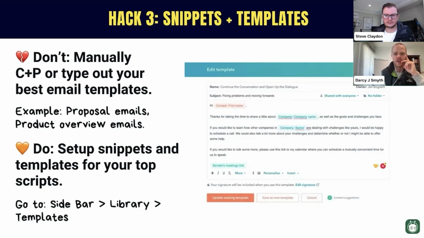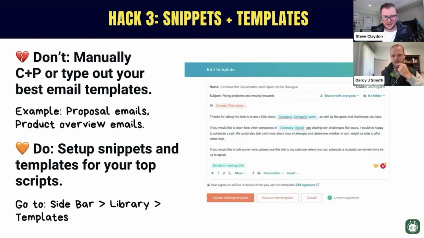Nice. Snippets and templates, Steve. Yeah, so this is another big one. Everyone kind of sometimes does it a little bit different, but it's definitely good sales practice to have some winning templates actually embedded into your HubSpot. And obviously you can create two things, which is snippets and templates.